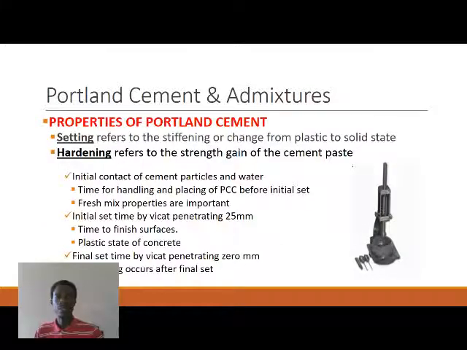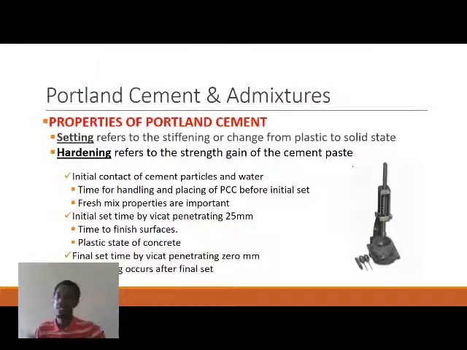Another property is setting. When we talk about setting, we are referring to stiffening, or the change from plastic to solid state. When we're talking about hardening, it's talking about strength gaining of the cement base. So you should be able to differentiate both. The Vicat penetration test is used for determining the setting time of cement.